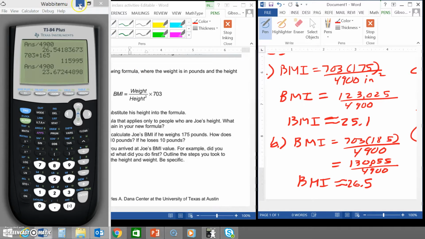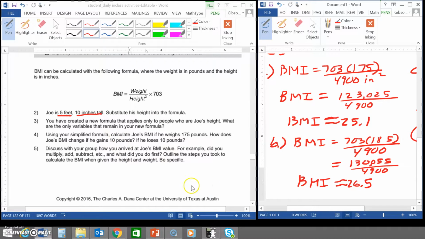All right, so now we go back here. It says number 5, discuss with your group how you arrived at Joe's BMI value. For example, did you multiply, add, subtract, etc.? And what did you do first? Outline the steps you took to calculate the BMI when given the height and weight. Okay, basically what we did here, we substituted, multiplied, and then divided. So again, you would say that you substituted, you multiplied, and you divided. And that's how you got the BMI.